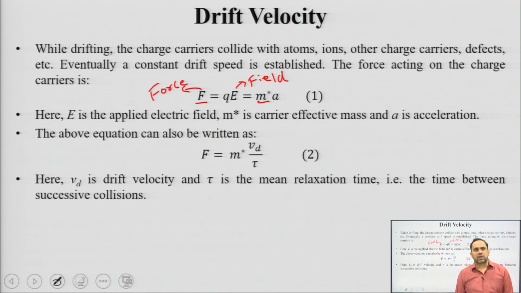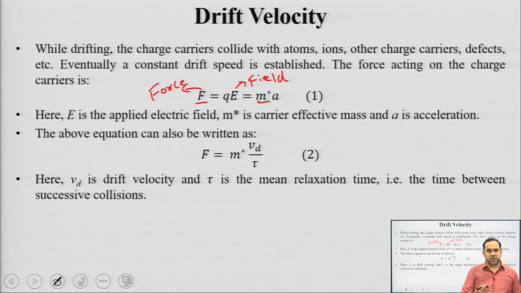This equation I can write as F equal to m star, the effective mass, into, instead of acceleration, I have replaced it with the definition of acceleration, velocity upon time. And when the charge carriers are drifting, they are drifting at a constant speed. Well, I would not say constant speed, I would say that an average speed has been achieved.